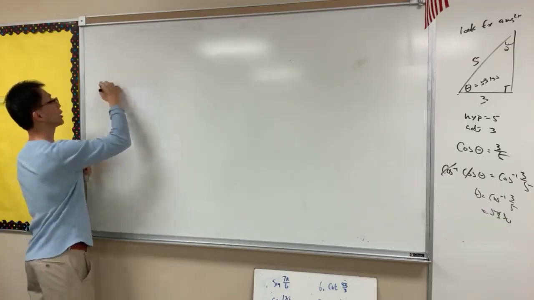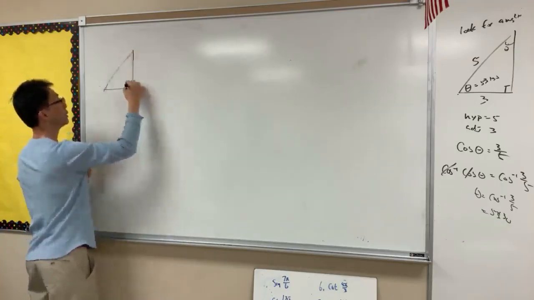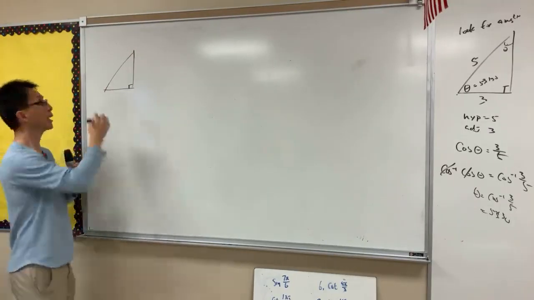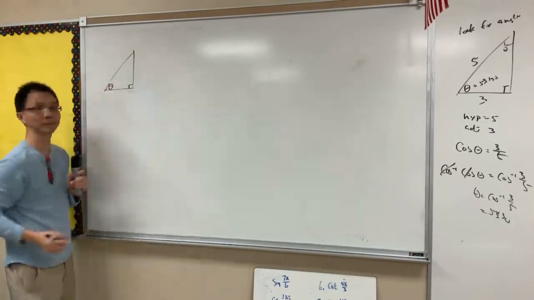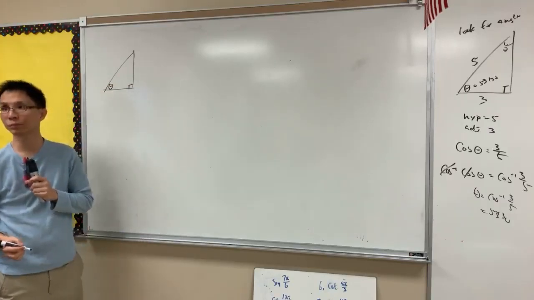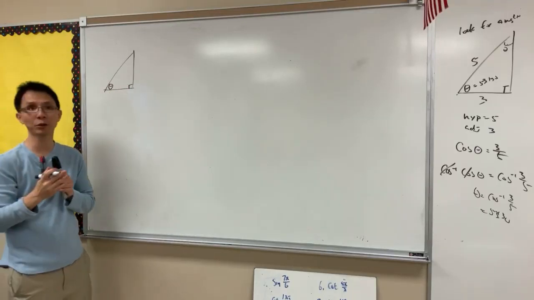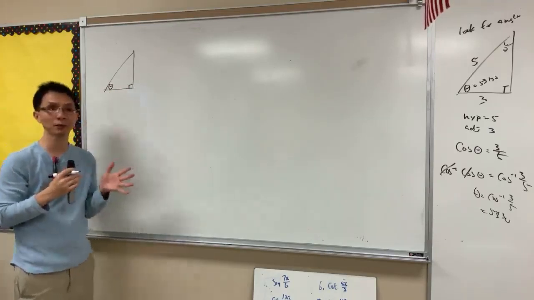So what we're going to do is we're going to draw a triangle. And this is a triangle. This is the first triangle we're going to draw. And there's a theta right here. And there's a 90 degrees right here. So here's one requirement for you to use SOHCAHTOA.